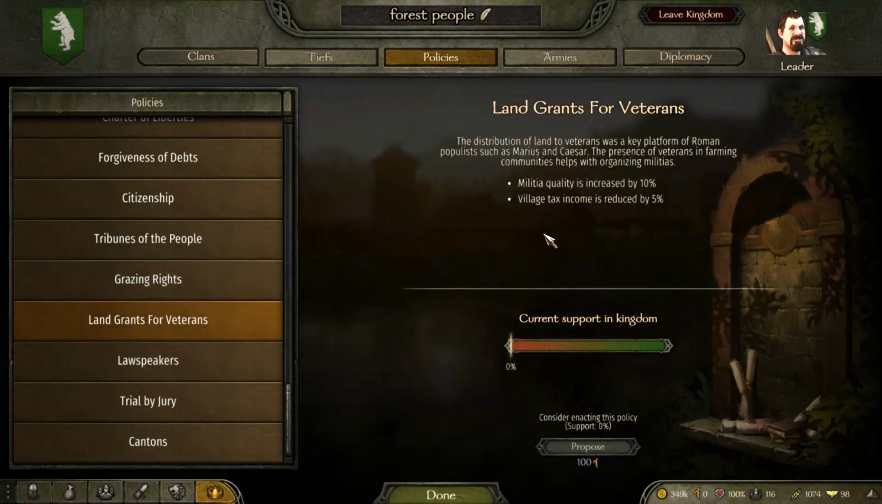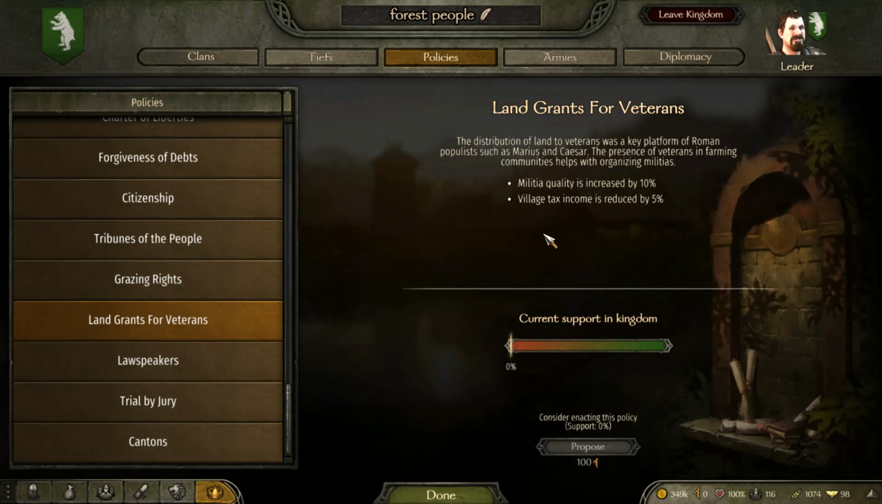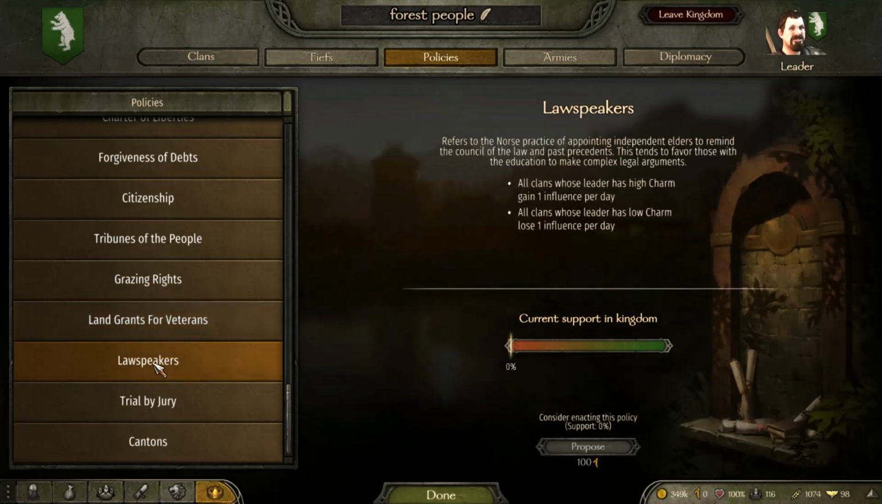There we go, land grants for veterans. We've got militia quality is increased by 10% and village tax income is reduced by 5%. So quality of your militia is going to go up again, so if you pick this one with the other one that does that as well, you've got 20% quality for your militia gone up, but you're going to be losing 10% of your tax from those villages. In this case, just 5% if you want to pick one of them.